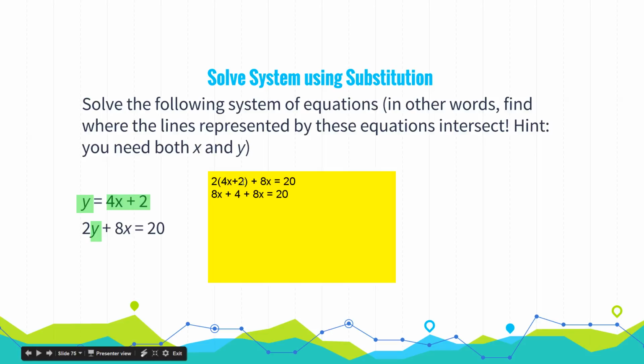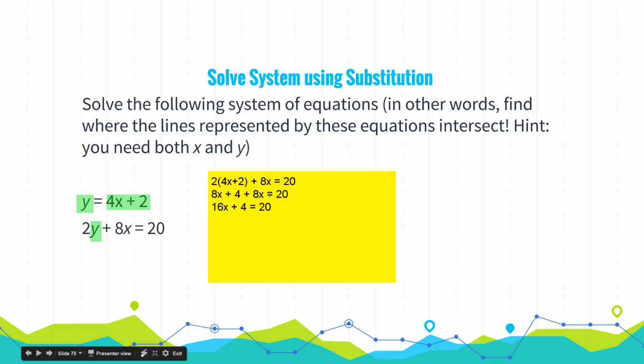There's still things that you can simplify. We have x's on the same side, so we have 8x and another 8x. Both of them are positive, so we can go ahead and combine our like terms here. 8x plus 8x gets us 16x. And we still have that plus 4 over there equal to 20.